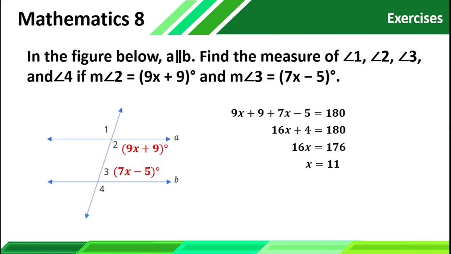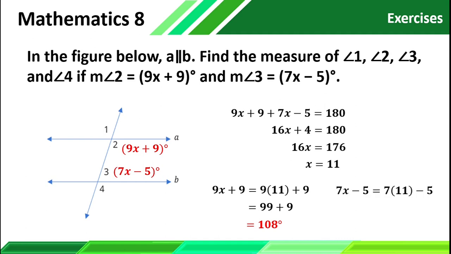Let's find first the value of angle number 2, which is 9x plus 9 degrees. Just substitute the value of x on our expression, so we will have 99 plus 9 or 108 degrees. Therefore, angle 2 measures 108 degrees. Next is angle 3. That is 7x minus 5 degrees. So let's substitute 11 for x, so we will have 7 times 11 minus 5. 7 times 11 is 77, minus 5, which is 72. Therefore, angle 3 is 72 degrees.